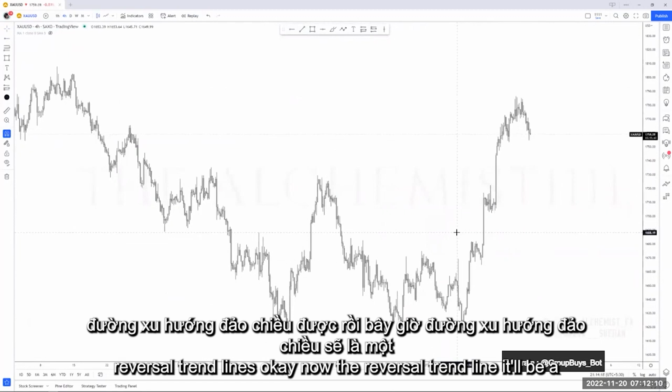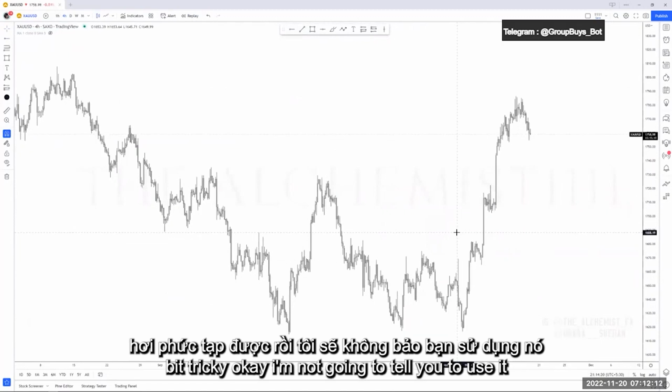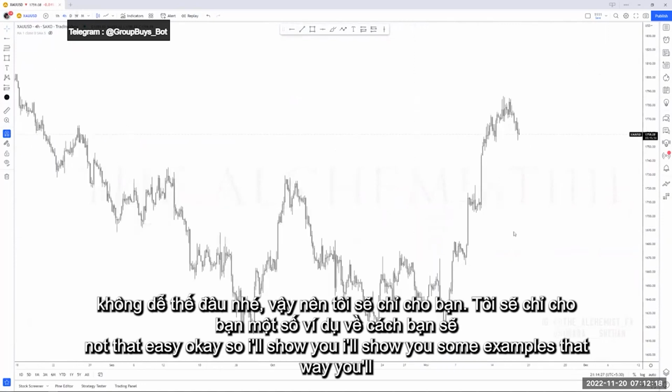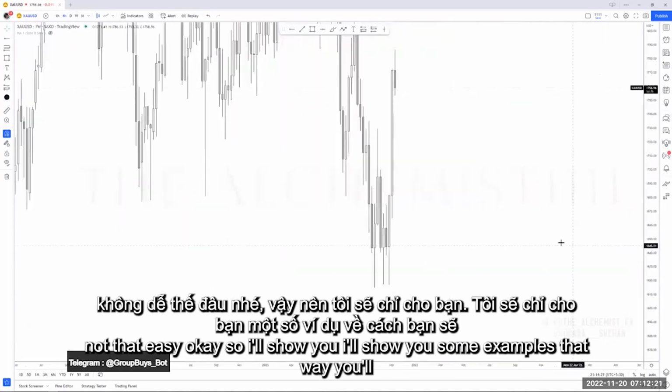Now, the reversal trend line will be a bit tricky. I'm not going to tell you to use it all the time because I know it's not that easy. I'll tell you that. It is not that easy. So I'll show you some examples. That way you will understand.